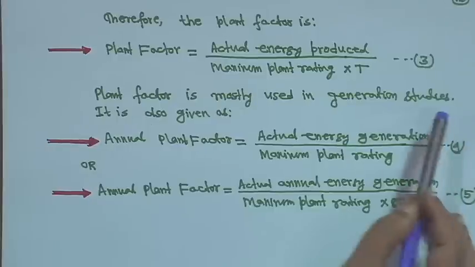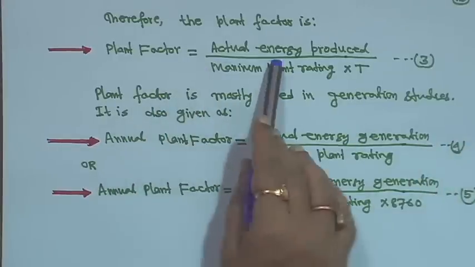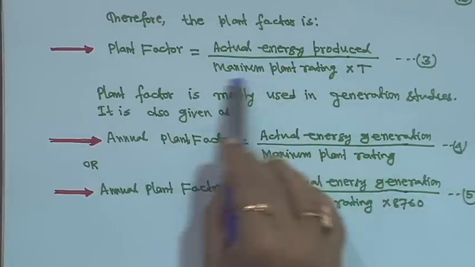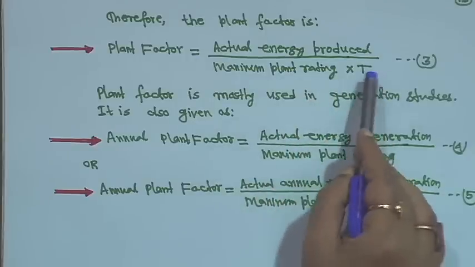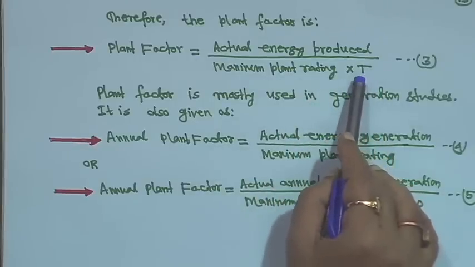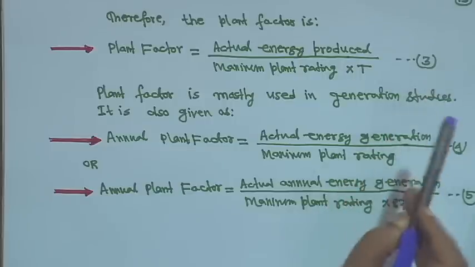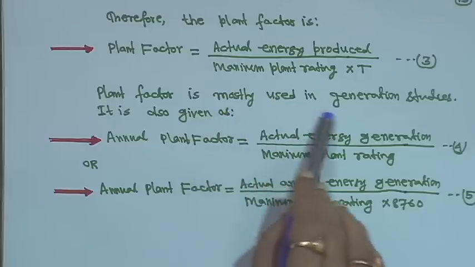Therefore, the plant factor is equal to actual energy produced divided by maximum plant rating into T, where T is the specified time. This is equation 3.